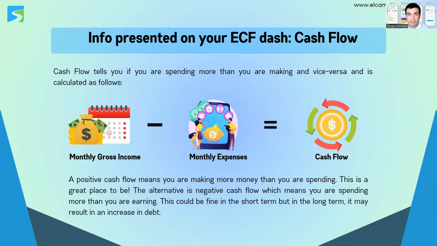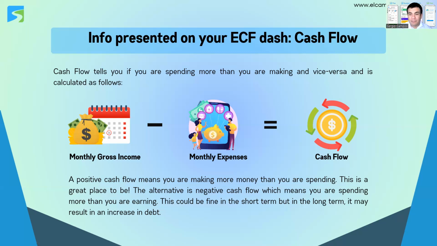Another calculation we present is cash flow. Cash flow tells you if you're spending more than you are making, and vice versa, and is calculated as follows. It's monthly gross income minus monthly expenses, and that is how you get your cash flow. Positive cash flow means you're making more money than you are spending. This is a great place to be. The alternative is a negative cash flow, which means you are spending more than you are earning. This could be fine in the short term, but in the long term, it's going to increase most likely your debt, which is not a good thing if taken too far.